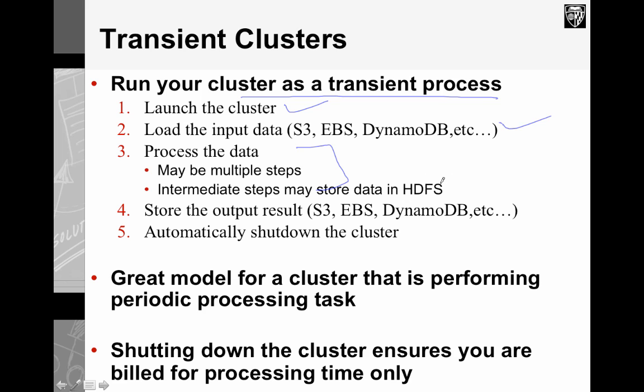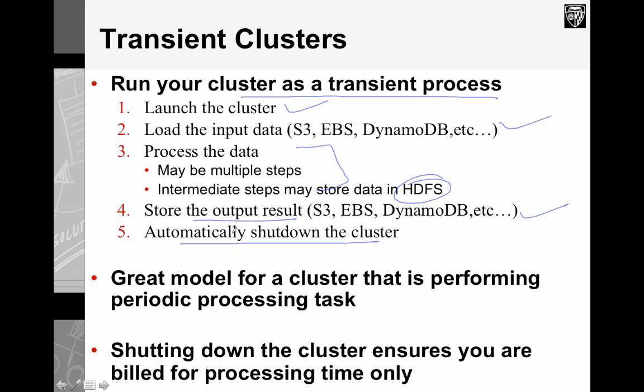And the intermediate steps may use HDFS to store the data. It may start by loading the data from S3 and then go through different jobs and then eventually store the data back in S3, and all the intermediate jobs will be using HDFS. Like I said, it finally stores the result in S3 and then it'll automatically shut down the cluster. So the idea here is that you configure the cluster with all the information that is needed to process the work, and then you launch it, machines come up, they process, and it automatically shuts down.